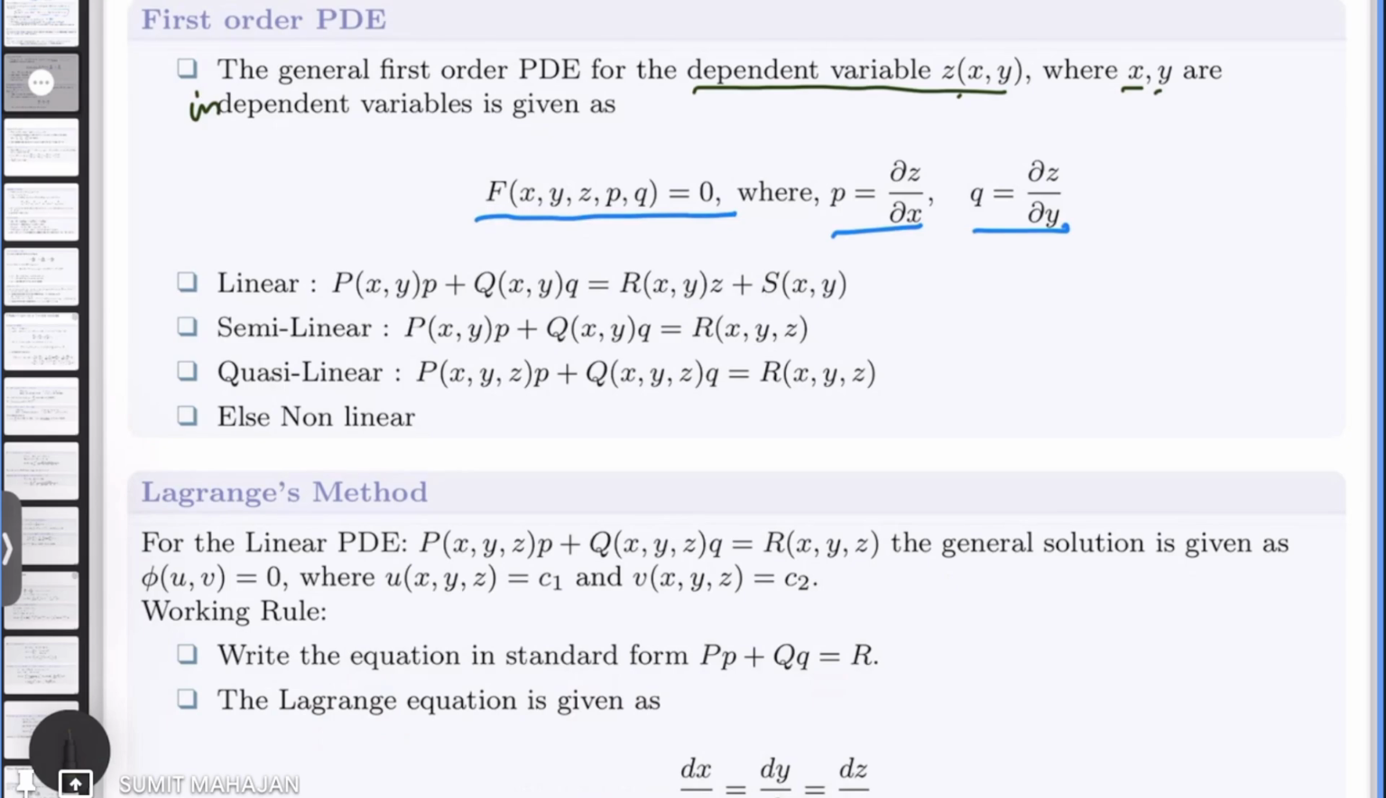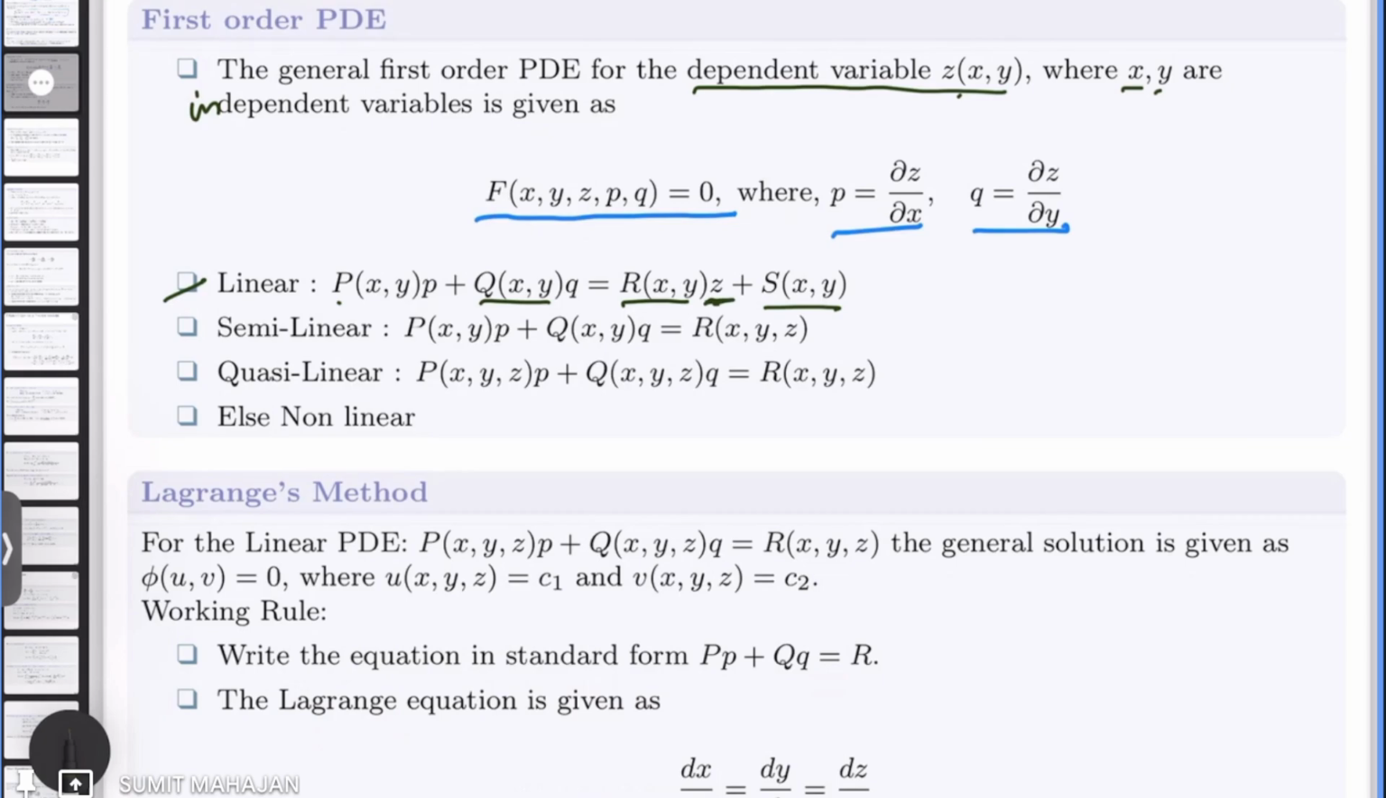Now we can classify our first order differential equation into three types. First is the linear case. In the linear case, in the coefficient of p there should not be a z term. So the coefficient of p should be a function of x and y. Similarly, the coefficient of q should also be a function of x and y. The coefficient of z should be a function of x and y, plus some term of x comma y, that is, z should appear linearly. In this case it is called a purely linear differential equation.